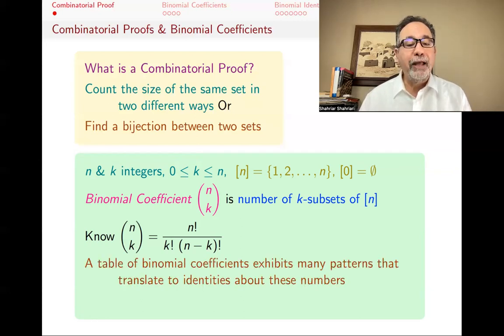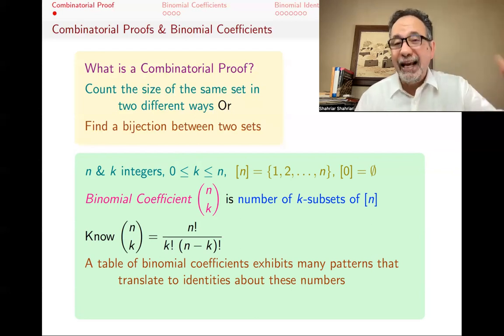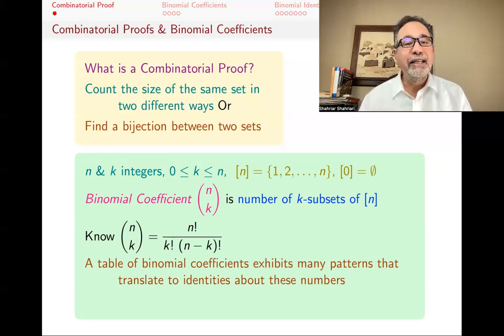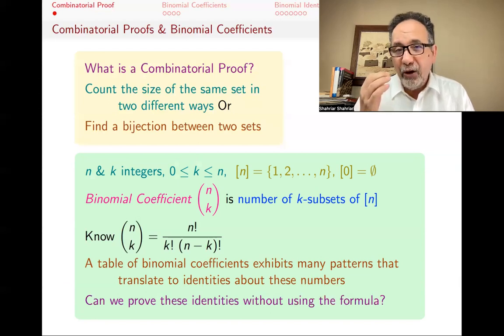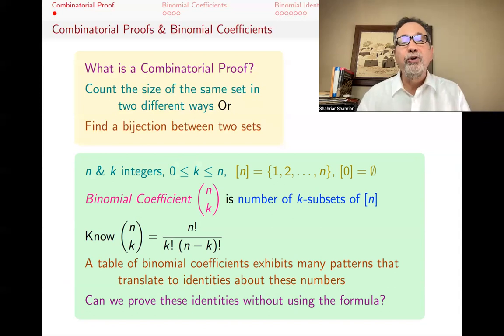So we can generate these numbers as we like, and these numbers are called binomial coefficients for reasons to be made clear in the next lecture after this one. These numbers have all kinds of patterns, and those translate to identities about these numbers. There are all kinds of identities about these binomial coefficients, and the purpose of this lecture is to convince you that we can prove some of these without using the formula, without getting our hands dirty with the formula. Combinatorists like me really like combinatorial proofs, when you prove things without too much calculation, but conceptually.